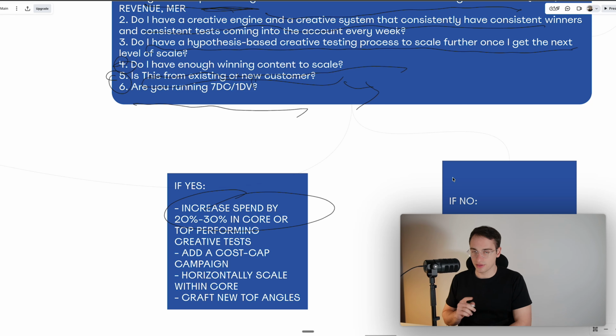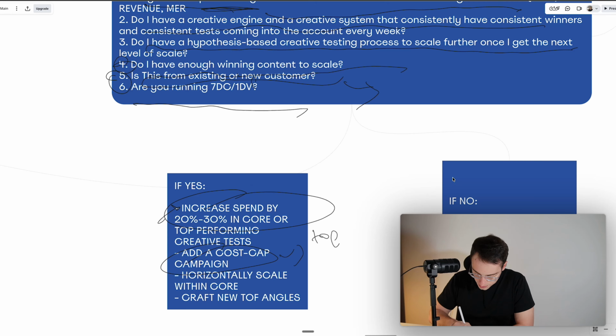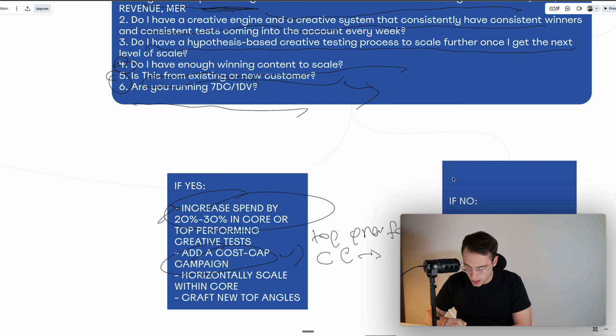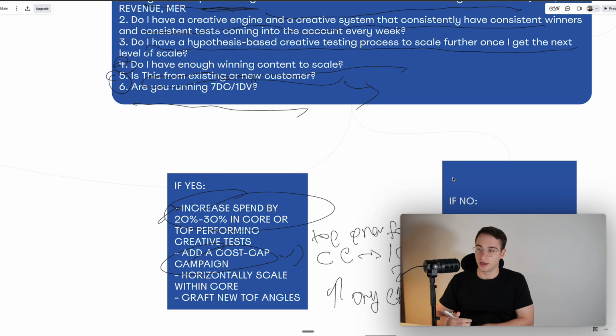Now, the other thing that you can do if you have confidence on all the above is add a custom campaign here. What I would do with a custom campaign is take my top performers and put them into a cost cap, so it's a manual bidding campaign. Now, I like to start with 10 to 20% higher than my average CPA or cost per lead or ROAS target, whatever that is. Usually it's going to be CPA.